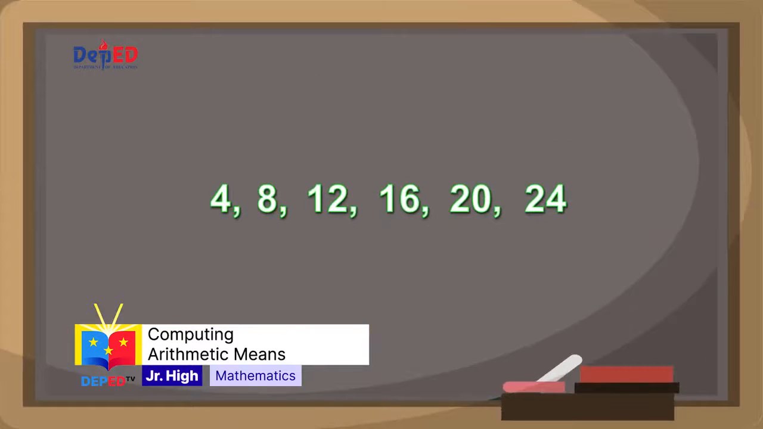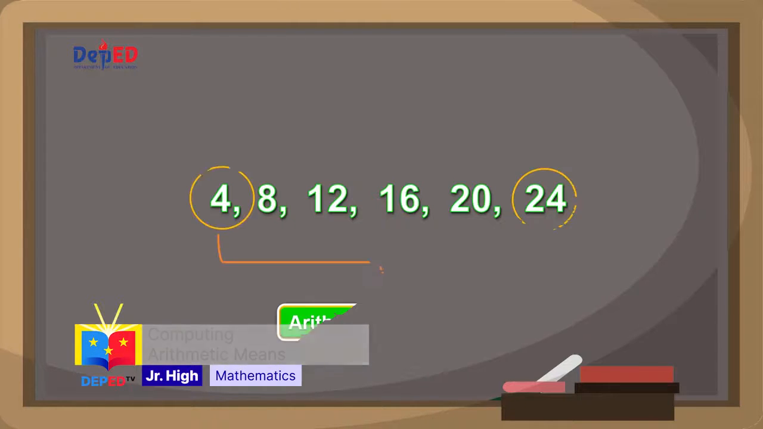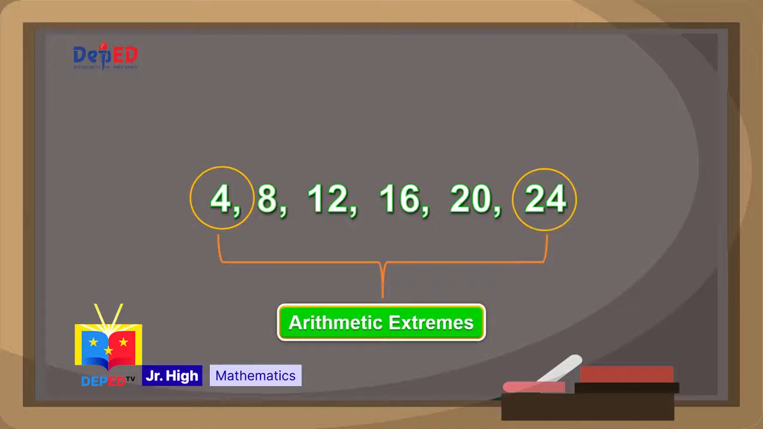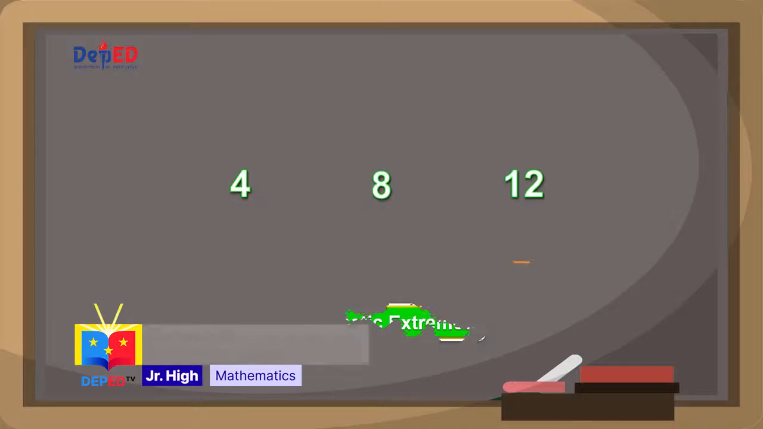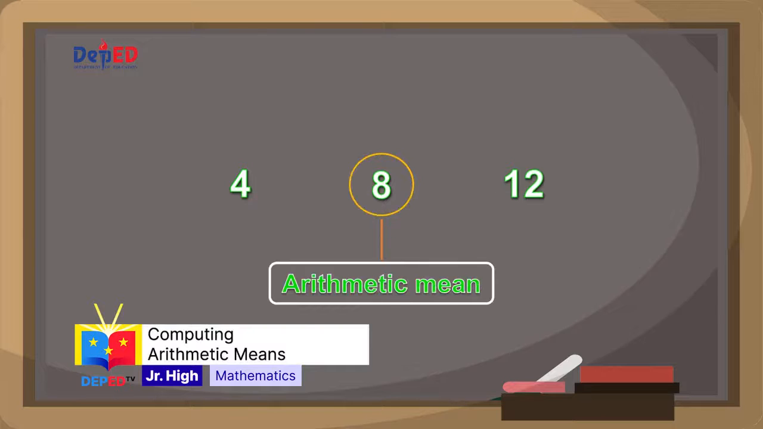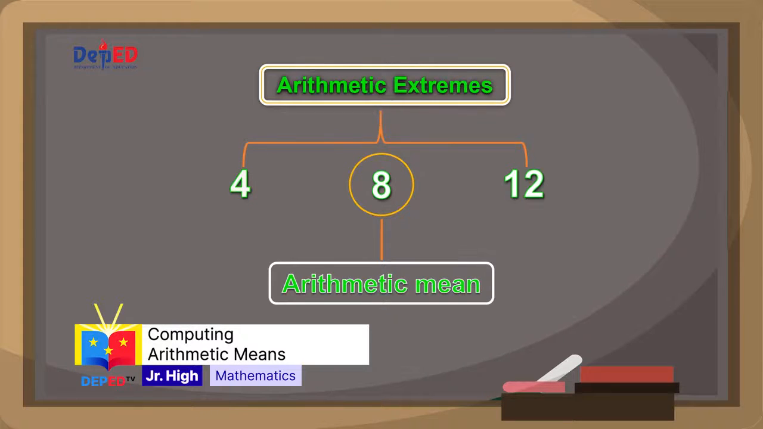In the sequence 4, 8, 12, 16, 20, and 24, the terms 4 and 24 are the arithmetic extremes, while 8, 12, 16, and 20 are the arithmetic means. Also, 8 is the arithmetic mean of the arithmetic extremes 4 and 12.